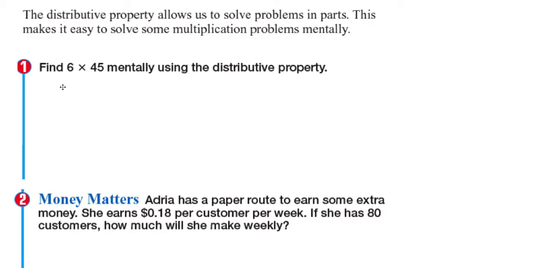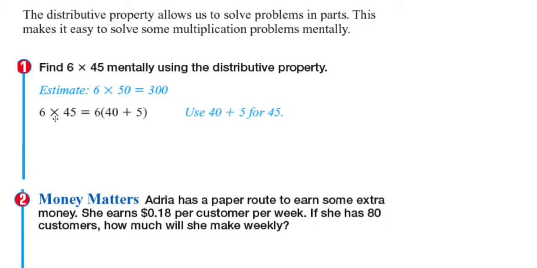First, let's estimate. Estimate 6 times 50 because 45 is close to 50. 6 and 50 are compatible numbers. The result should be close to 300. So let's use the distributive property in finding the product of 6 times 45 mentally.